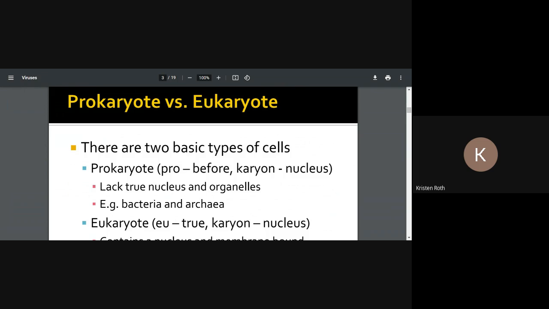Prokaryote, you got the pro, which means before, and then karyon means nucleus. So before nucleus. So prokaryote lacks a true nucleus and organelles. Okay, so an example of these is the bacteria and archaea. So remember, those are two of the kingdoms when we were talking about the 6 kingdoms going back.